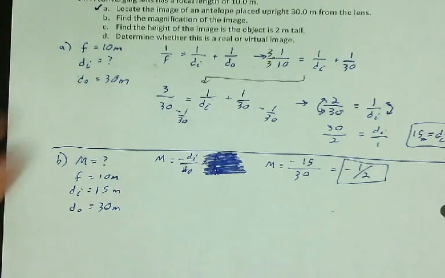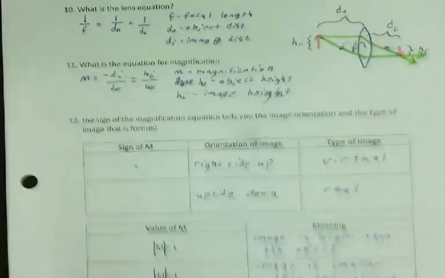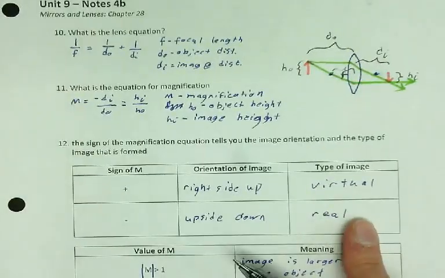Say again? Would it still be negative 1/2? Because I mean, negative 1/2 and 1/2 are technically the same. No, so here's why the negative matters. Is that what you're asking? Why does the negative matter? Yeah. So the negative matters because that's how we're going to figure out whether it's virtual or real. Oh, okay. So that's why the negative matters. Yeah, that's a good question.